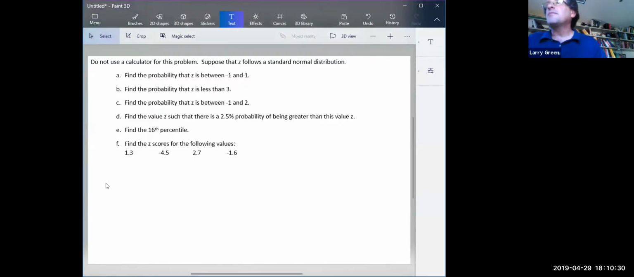Okay, so here's the question, and I don't know if I'll do all these parts, but we'll do some of them at least. Do not use a calculator for this problem. Suppose that Z follows a standard normal distribution. So let me tell you what that means first. And I want to mention a few things. First is I want to draw a picture. Picture is really important.